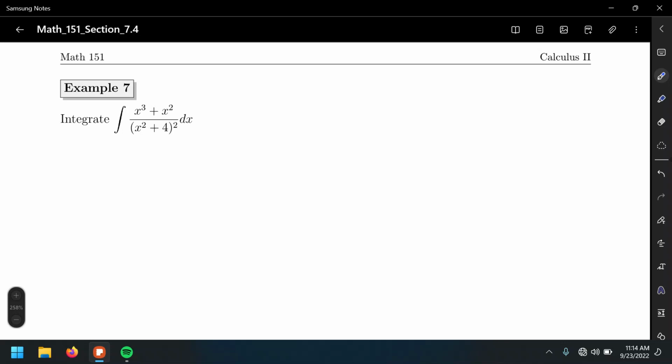Let's look at the factors in the denominator. So we have an x squared plus 4. How would you classify that factor? It's quadratic, number one, and then, but quadratic, what kind of quadratic?